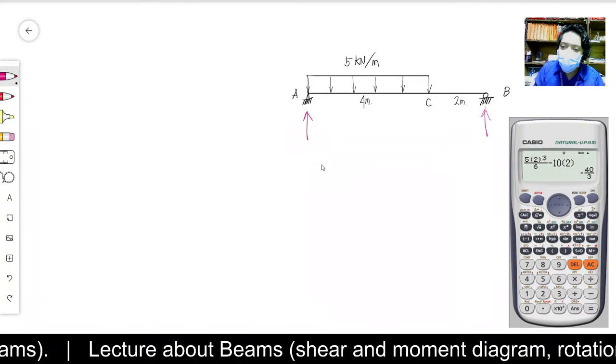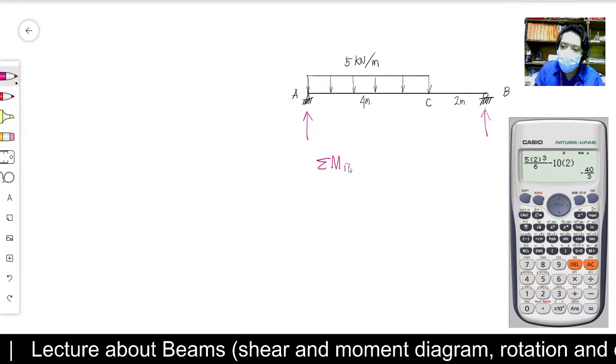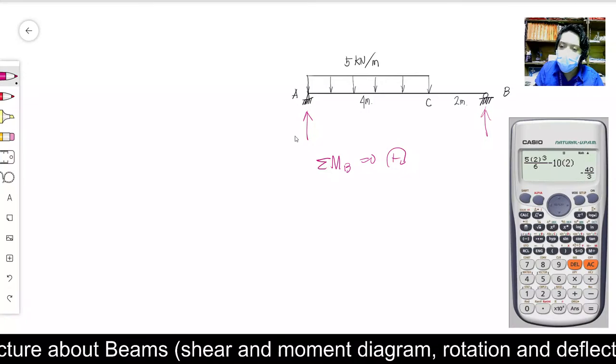Okay. So we have here the summation of moments at point B is equal to 0. Taking clockwise as the positive. You have here RA.